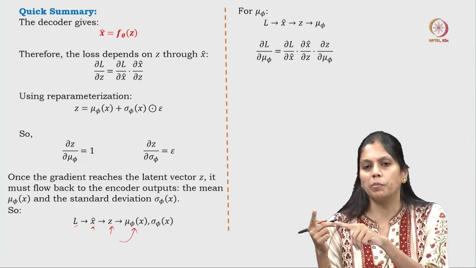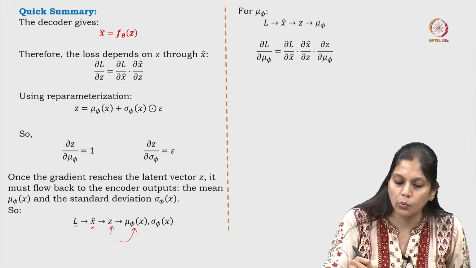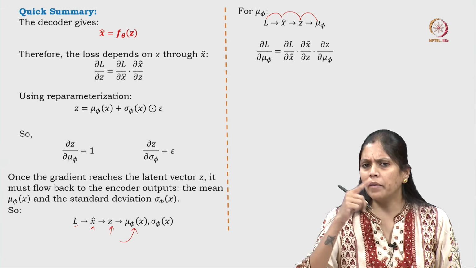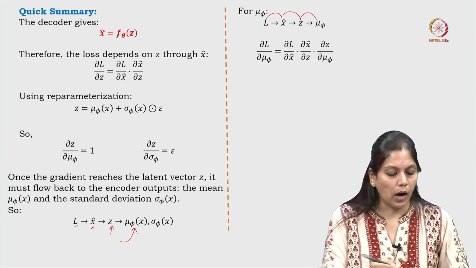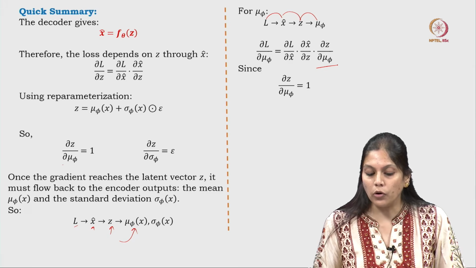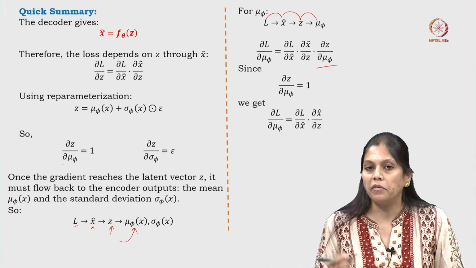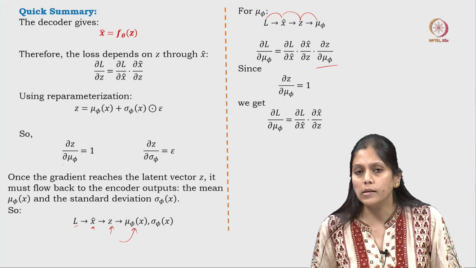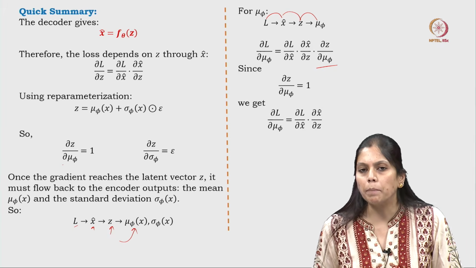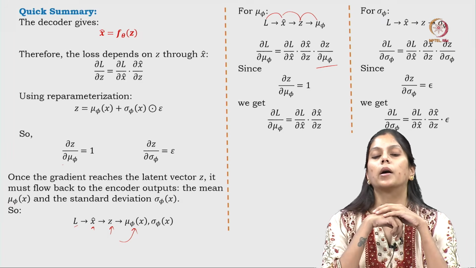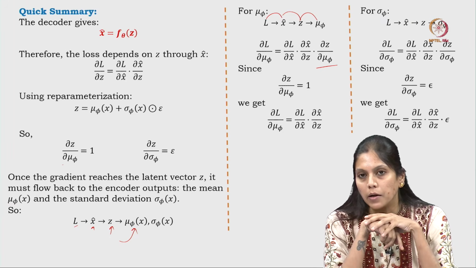Derivative of loss with respect to mean is the derivative of loss with respect to x hat, with respect to z, and z with respect to this. We have a value for each of these. This particular term value is 1. So if this value is 1, then definitely the derivative of loss with respect to mean is this. So we can easily compute it. Yes. In a similar way, this is how we will compute with respect to the standard deviation.